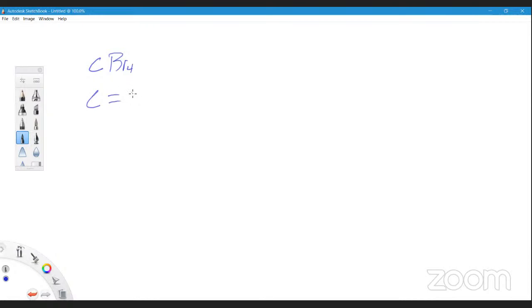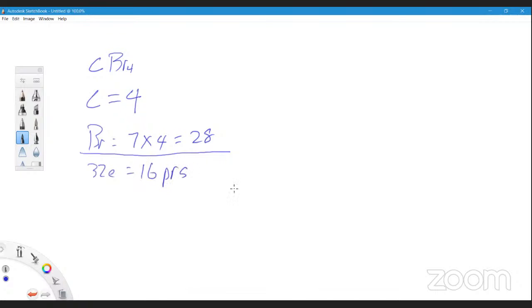All right, let me tell you anyway, in the interest of time. So that will be 4 electrons. And in a bromine, the valence number of electrons would be 7, and there are 4 of them. So that's 4 times 7, 28. So we add this up, and that gives you 32 electrons, which would be equal to 16 pairs. So what would be the next step?